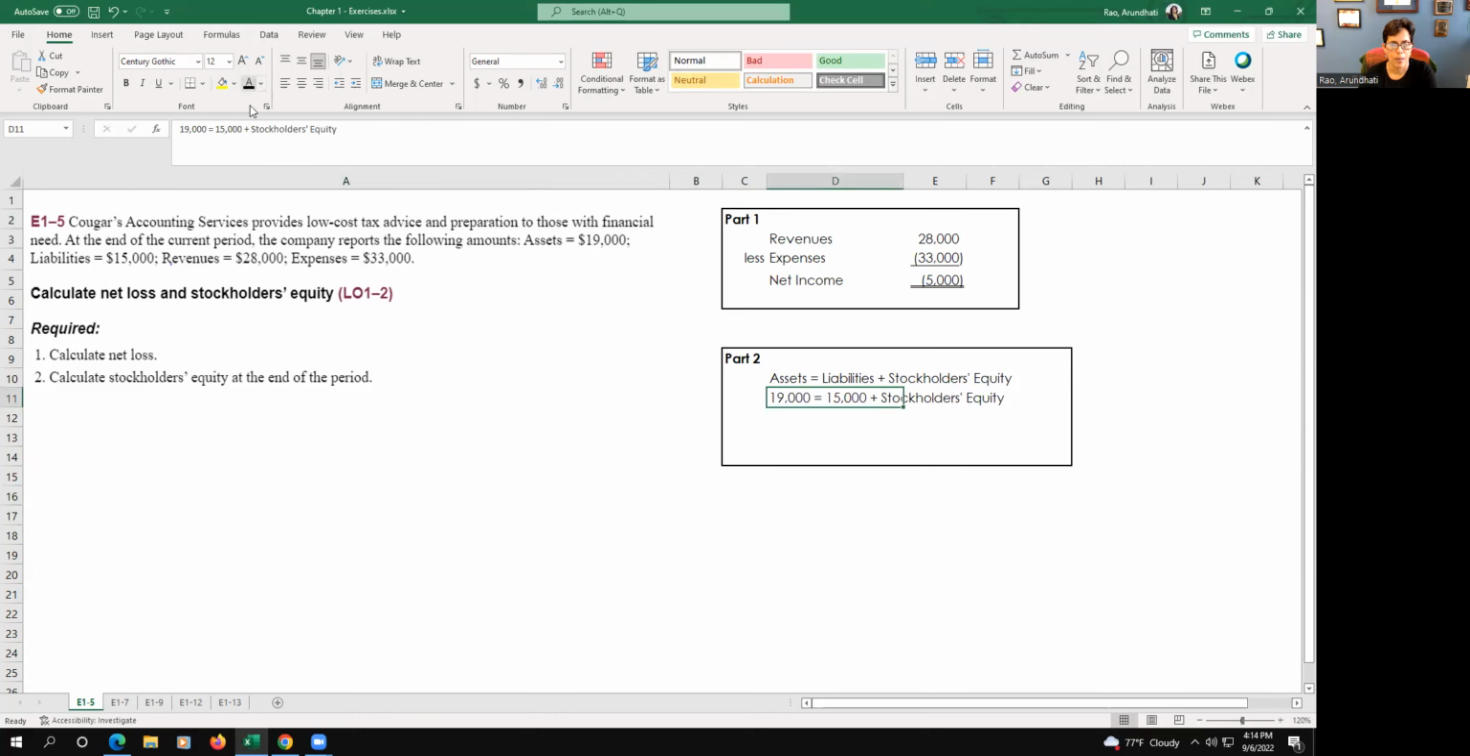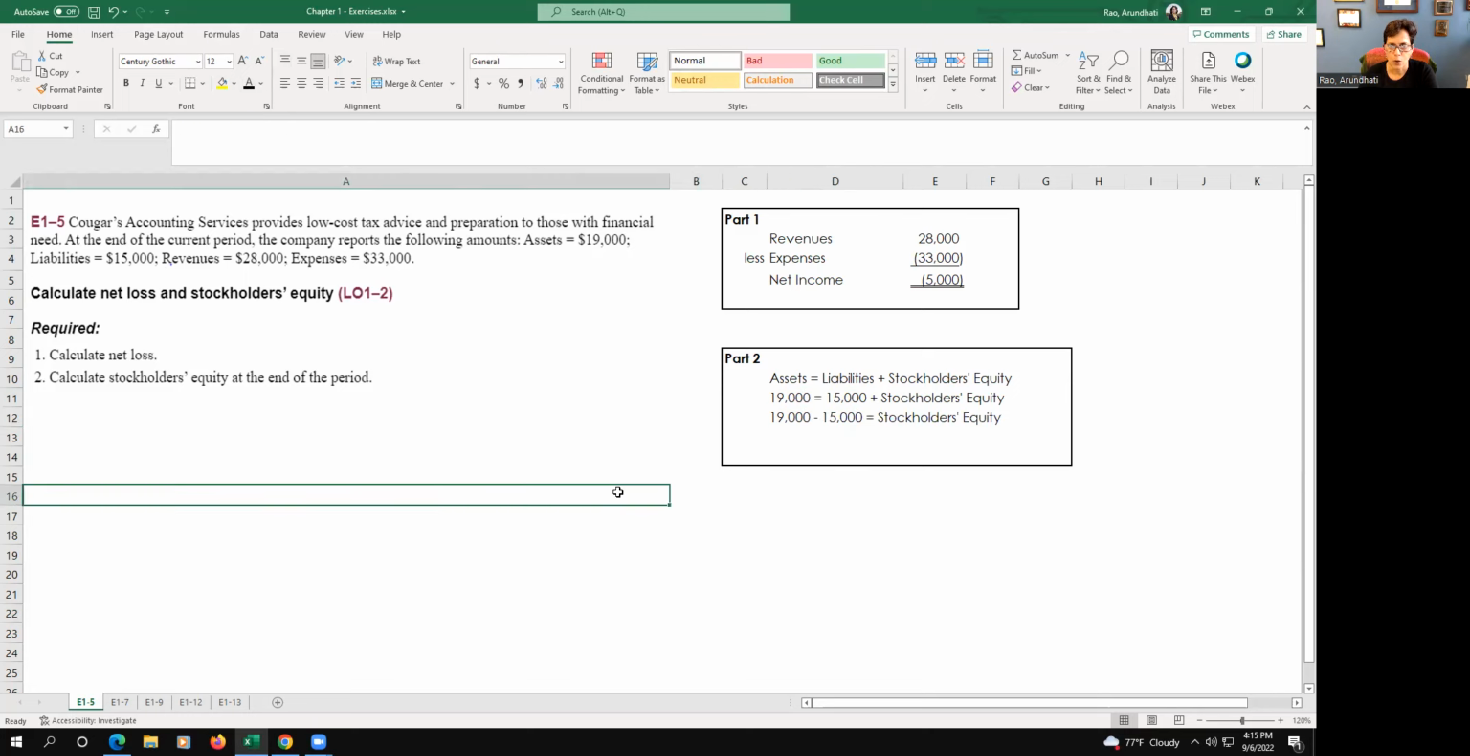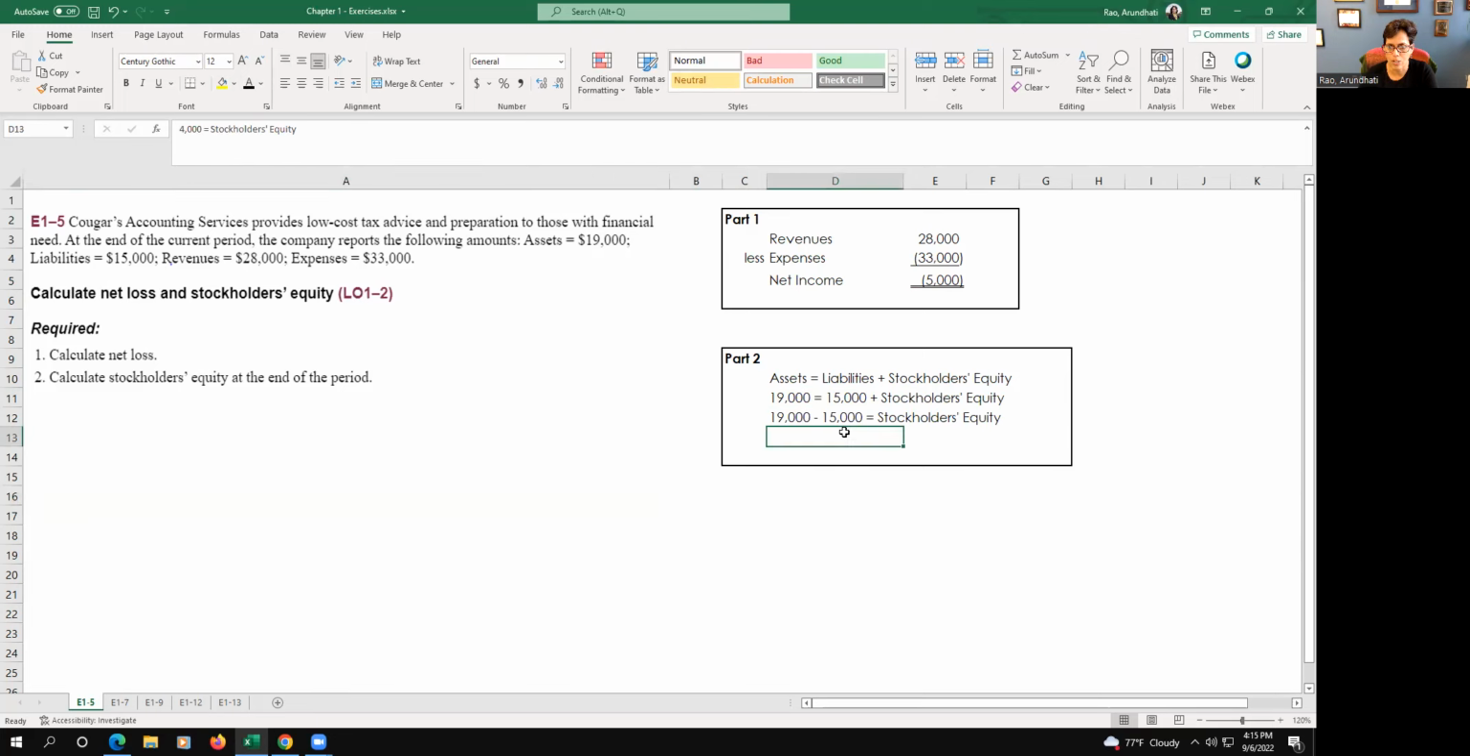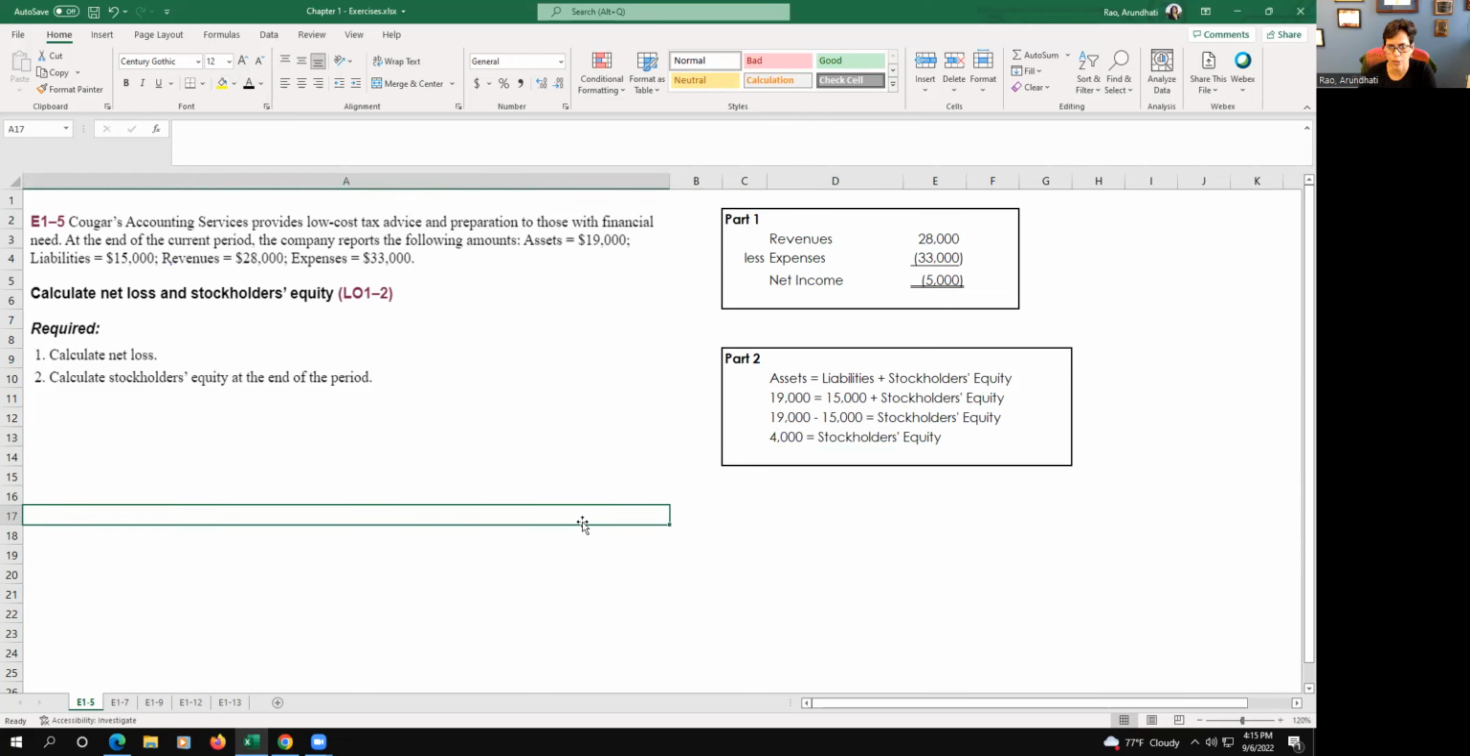So we have assets are 19, liabilities are 15. If I put it in the formula, it is 19 equals 15 plus equity. Just rearrange the terms or however you want to do your basic arithmetic. Subtract 15,000 from both sides to be left with your stockholders' equity. So I have 19,000 minus 15. That'll give me my stockholders' equity. Therefore, my stockholders' equity is $4,000.